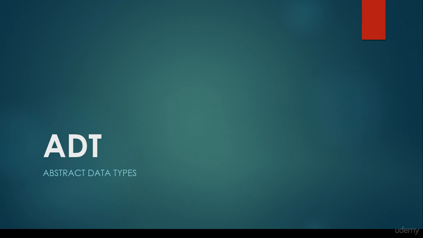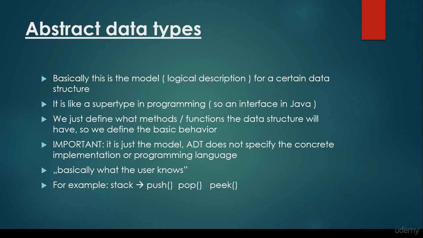Hi, in this video we are going to talk about abstract data types and basically what's the difference between abstract data types and data structures. So let's get started. What is an abstract data type? Basically, this is the model or the logical description for a certain data structure.